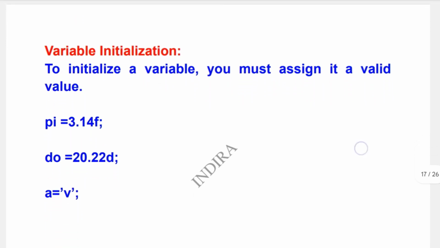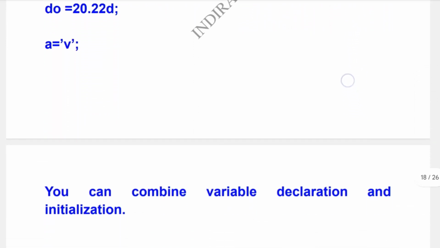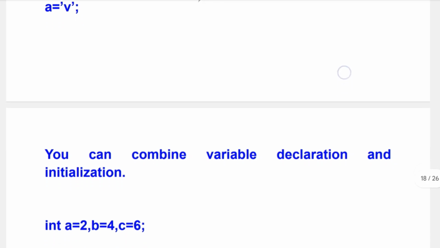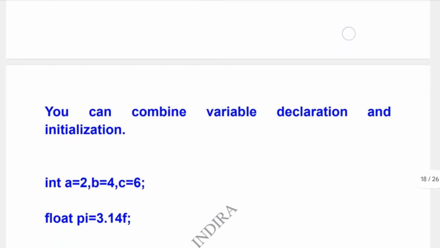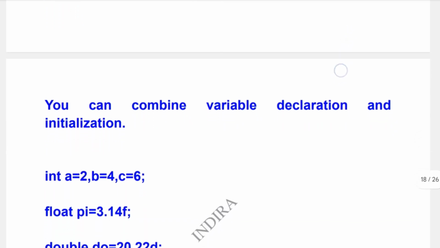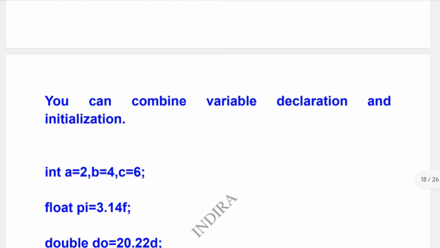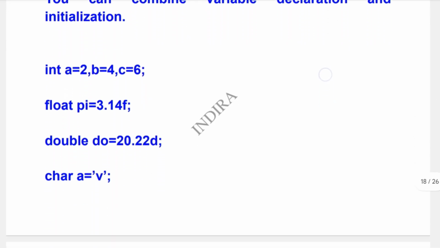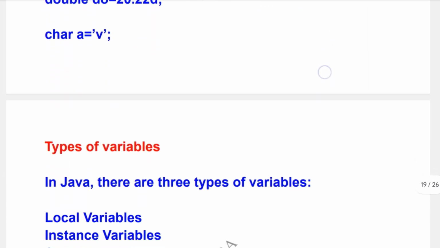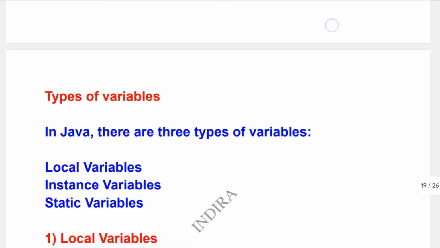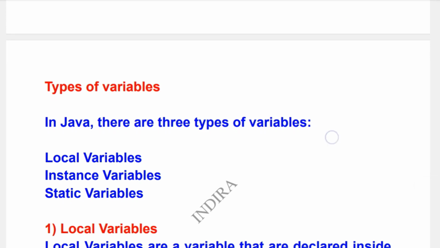So these are the examples of variable initialization. You can combine variable declaration and initialization. Declaration also comes under the same idea, and this is the example for the declarations. And the types of variables: three types, local, instance, static.